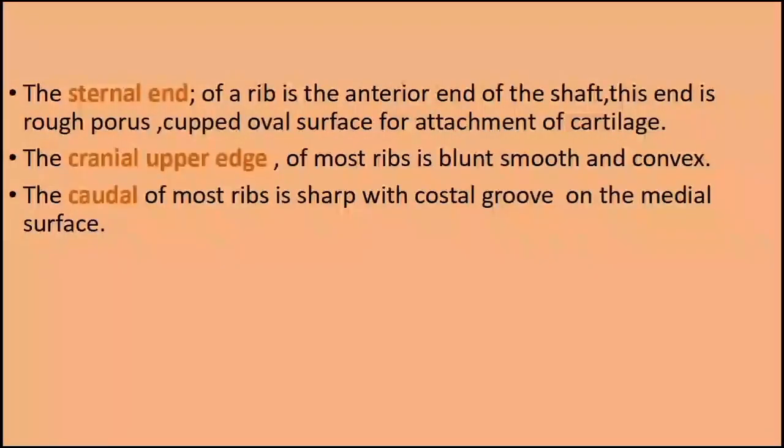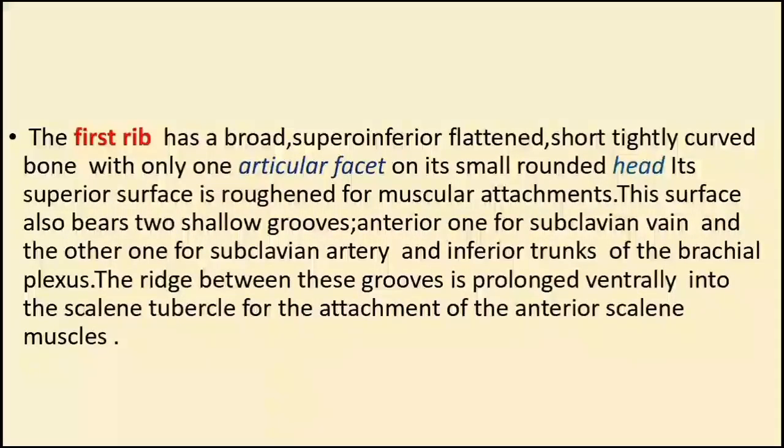The sternal end of a rib is the anterior end of the shaft. This is a rough, porous, cupped oval surface for attachment of cartilage. The cranial upper edge of most ribs is blunt, smooth, and convex. Then the caudal edge of most ribs is sharp, with the costal groove on the medial surface. The first rib is a broad, superior-inferior flattened, short, tightly curved bone with only one articular facet on its small rounded head.